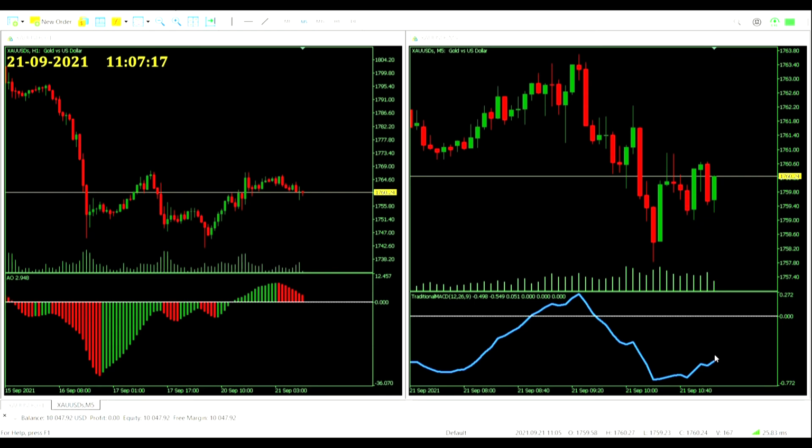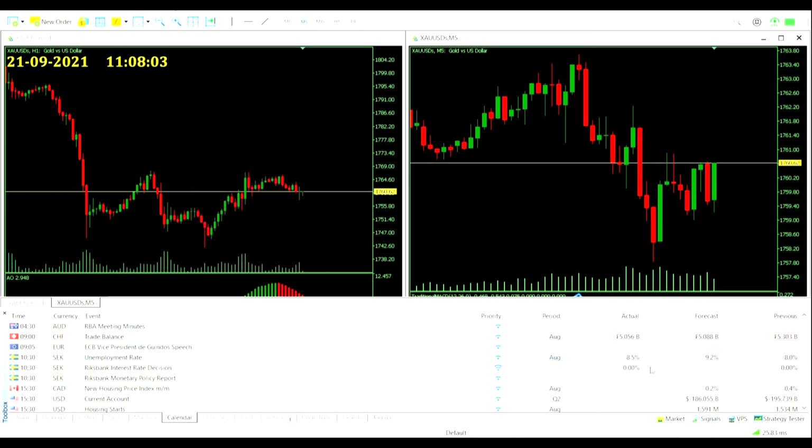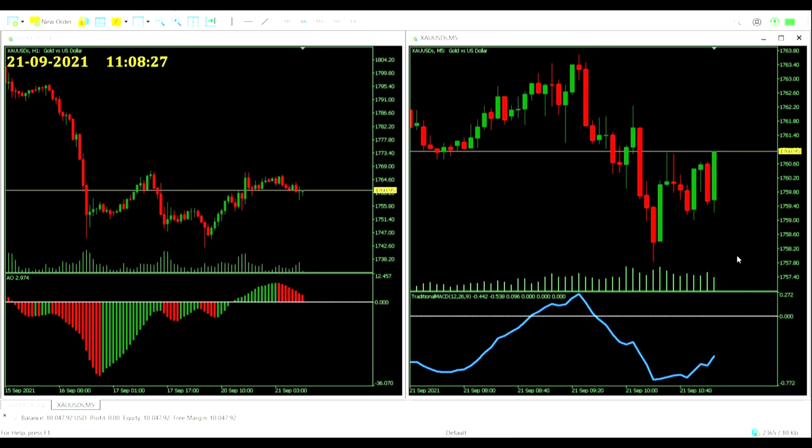Price just sort of ranging, MACD line still below zero, although it is steadily coming up. We did get those Swedish numbers as well. Unemployment came in at 8.5% actual against a 9.2 forecast. The previous was 8%, so 8.5 actual is still getting higher, but certainly a good thing it didn't shoot all the way up to 9.2. And on the interest rate decision, held at 0%. No real surprise there.